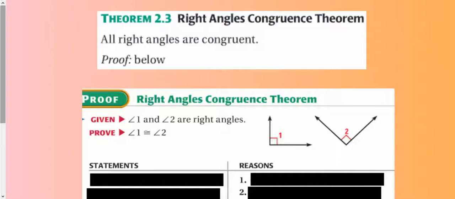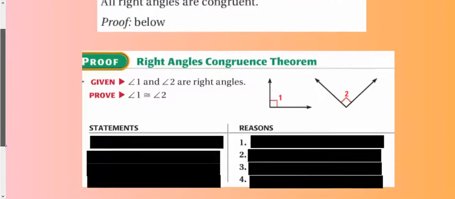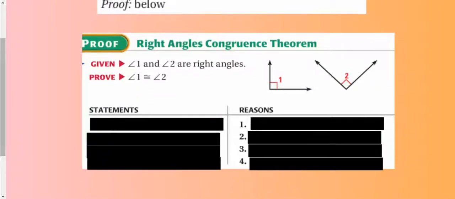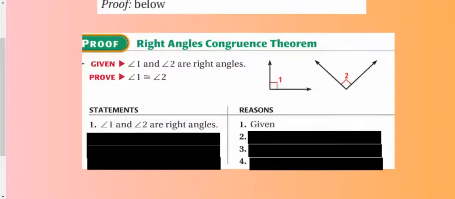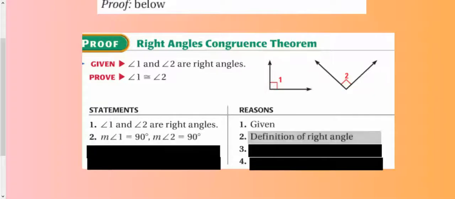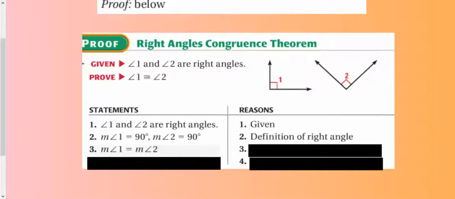So given that angle 1 and angle 2 are right angles, we're going to prove that they are the same. This is very trivial. We're given that these are right angles. Well, if 1 is a right angle, it's 90 degrees. 2 is a right angle, the measure is 90 degrees. That's just the definition of a right angle. Now, because 1 equals 90 and 90 equals 2, then 1 has to be equal to 2.